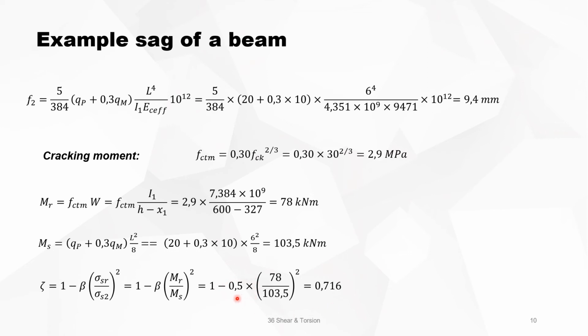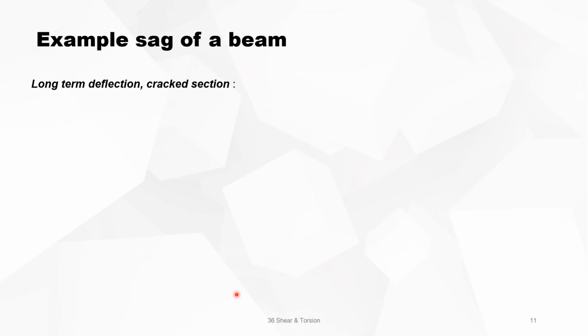Beta is 0.5, and 0.5 is for the long-term sag of the beam. For the short-term sag of the beam, it is 1. So the long-term deflection of the cracked section is then a linear combination between F1 and F2. And if we put in the numbers, we have 8.3 millimeters.